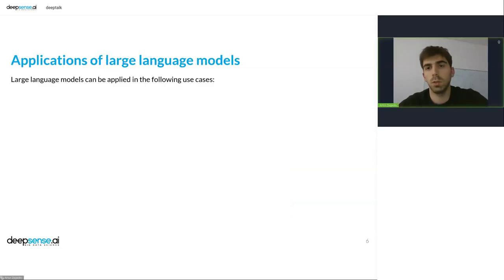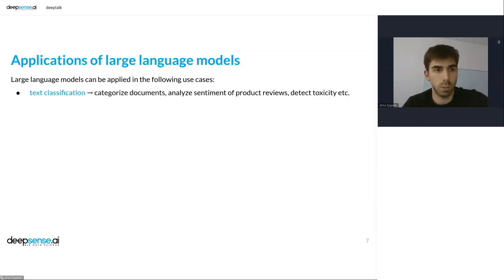Okay, so let me now switch to applications of large language models, because both ChatGPT and GPT-4 are examples of large language models. So now I will go through a list of potential use cases. The first one will be quite simple. It's text classification. We can ask the model to assign to our data a category from a predefined list. For example, we can ask it to categorize some documents, to analyze sentiment of product reviews, so ask it if a given text has a positive or negative sentiment, or detect toxicity, etc. There can be many use cases that can be framed as a text classification problem.